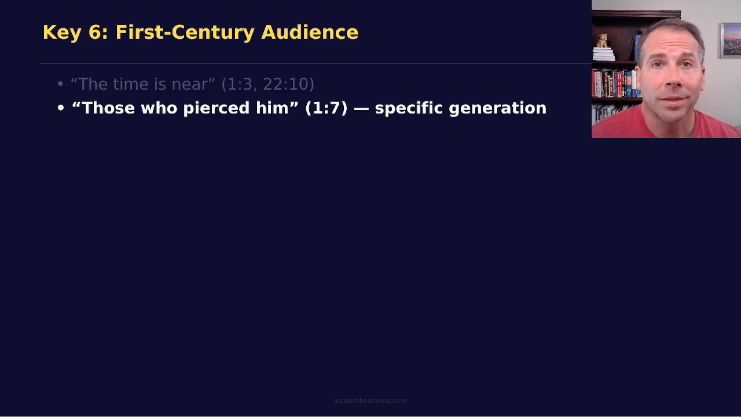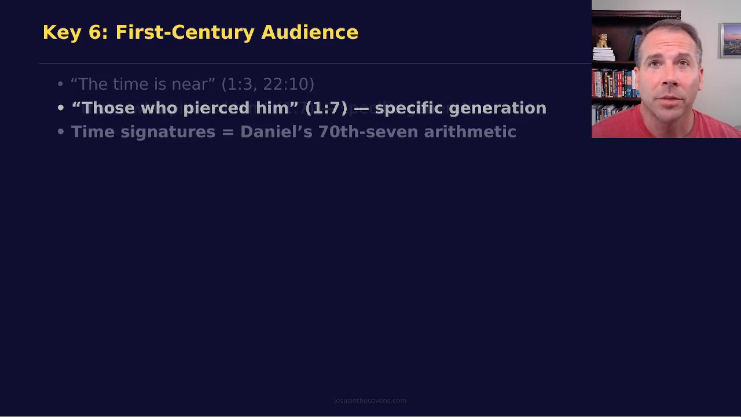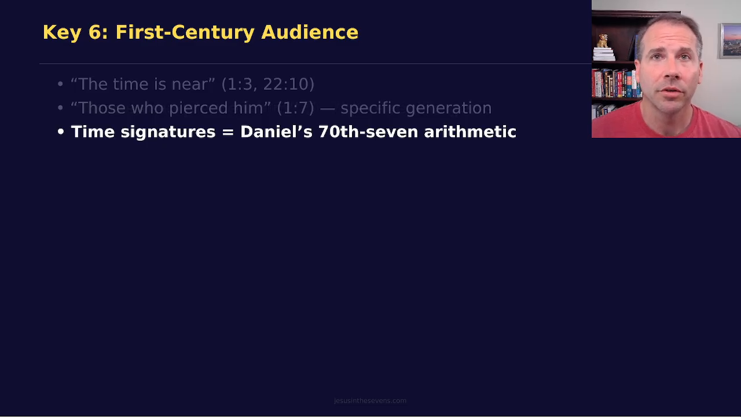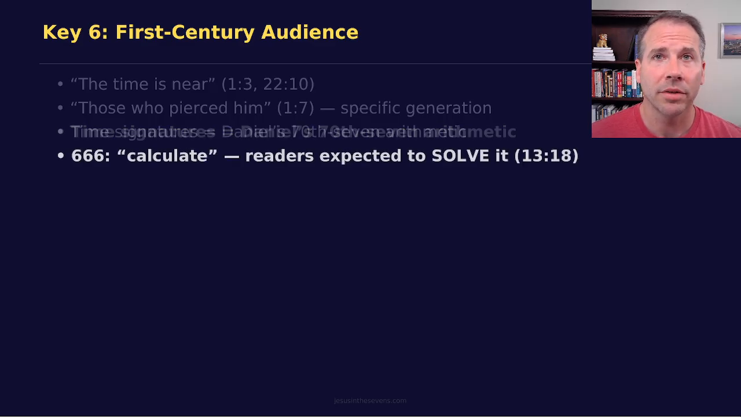And so, well, what time? What time is near? When was this written? It matters, right? Those who pierced him, a very specific generation during that first century. Those who crucified Jesus. We have time signatures that are Daniel's seventy sevens arithmetic that are also going to point to this first century audience and remind us that we're talking about the 70th week's second half.